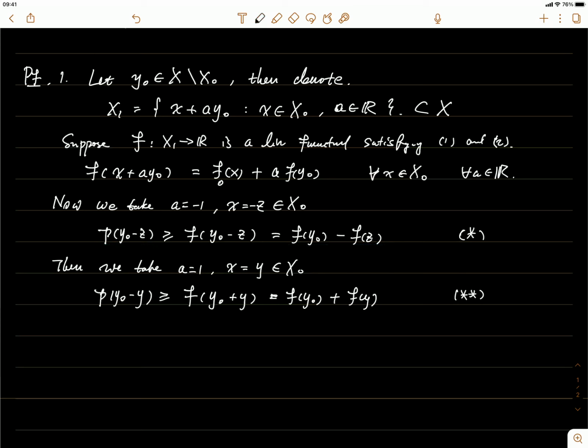And remember that since z is in x naught, f of z is just f naught of z, since it takes the same value. And similarly, I have this one here. Now this tells us the constraints or conditions that f of y naught should satisfy. One is this, the other one is this. I need to make sure that f of y naught is less than or equal to this plus that, and at the same time, less than or equal to this.